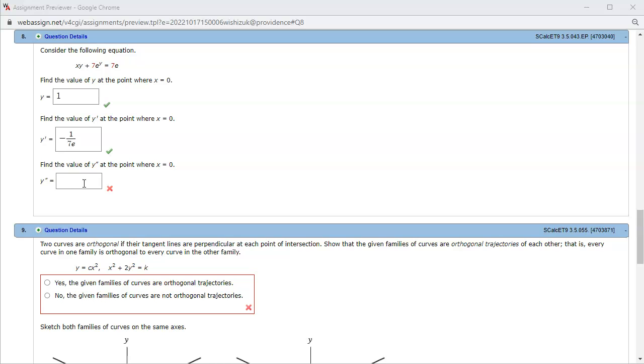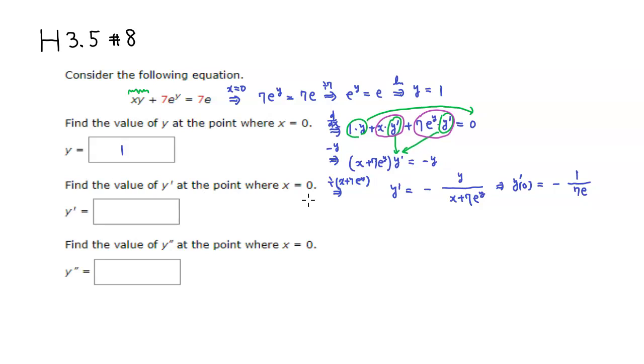So let's find the y double prime evaluated at x equals 0. We're going to take another derivative with respect to x, so it's going to be y double prime. All I have to do is use the quotient rule. You have a negative sign in front, so I just put that and forget about it. Then square the bottom, so you have x plus 7e to the y, squared.